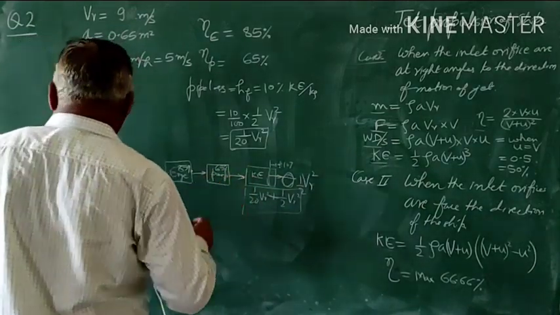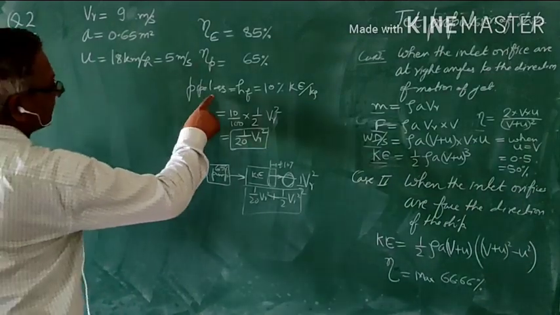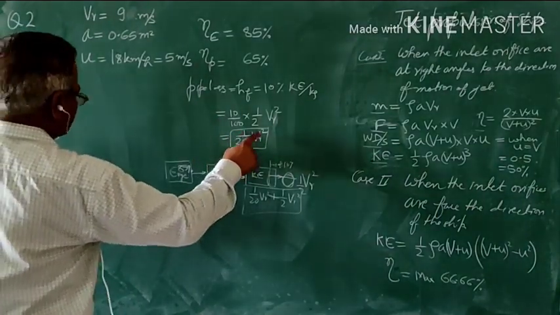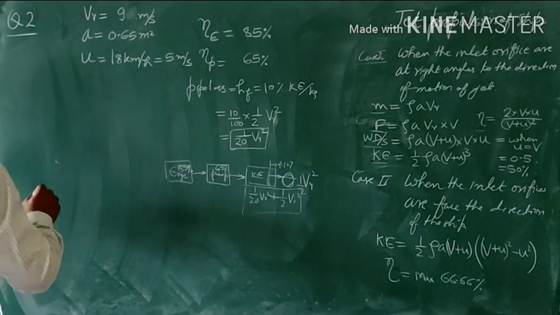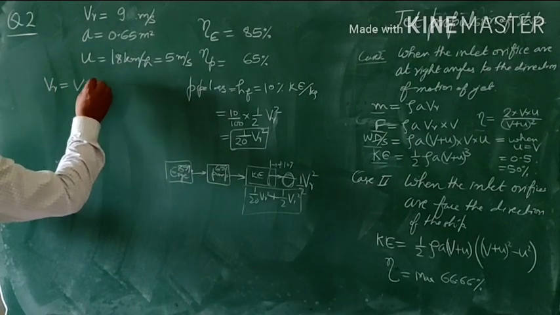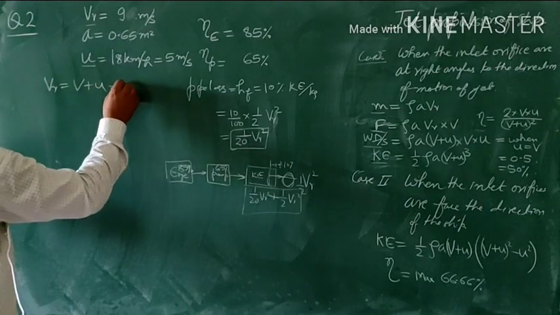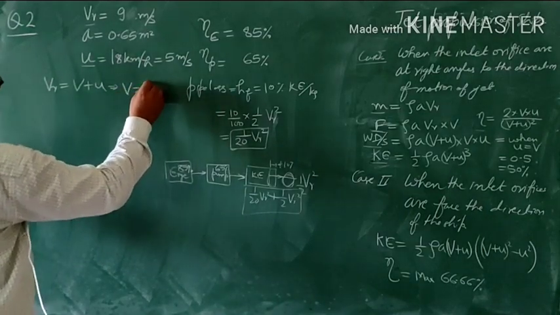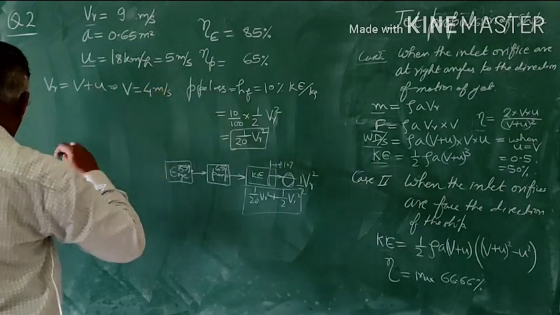ठीक है, तो इसको हम लोग ट्राई करते हैं. So first we calculated the pipe loss, that is 1/20 Vr square. Now we know that Vr is nothing but V plus U. We know the U, we know the Vr, so we can calculate the V. V will be equal to 4 meter per second.